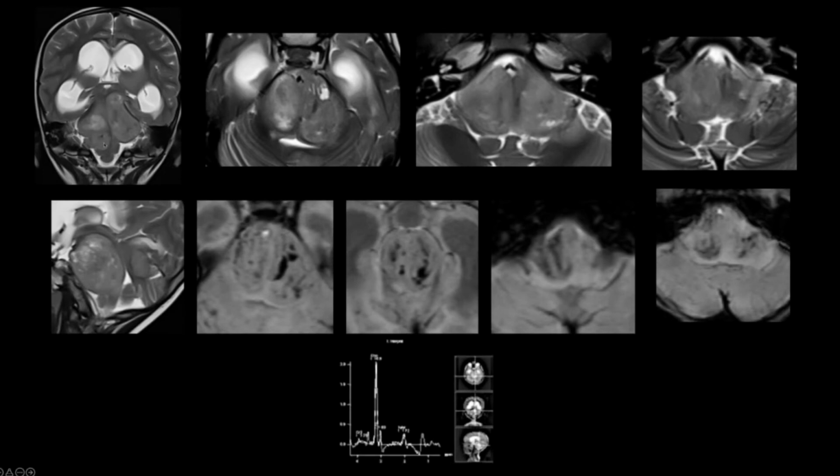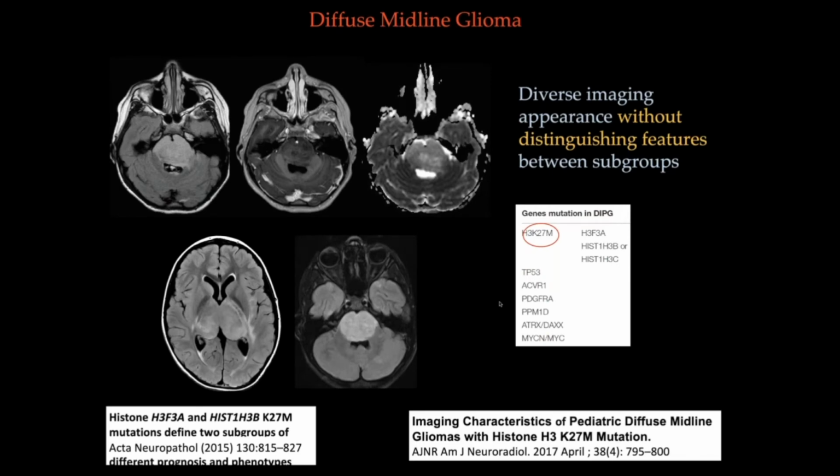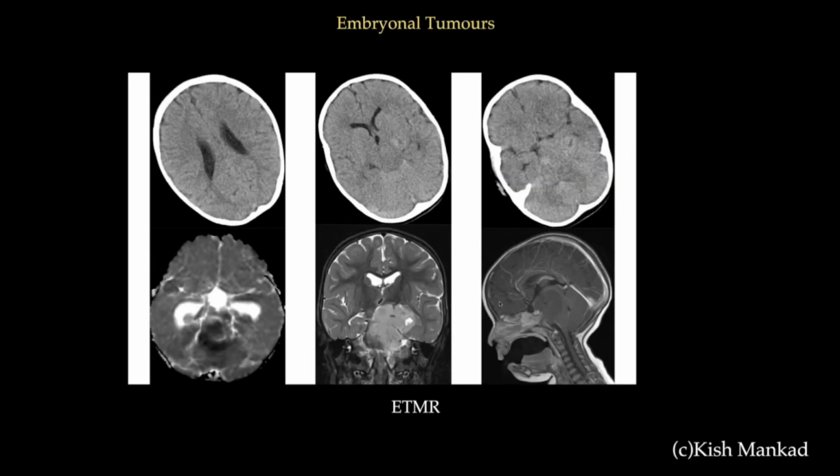You can appreciate these lesions in the brainstem extending into the thalamus, demonstrating cystic degeneration, blooming on SWI, suggestive of hemorrhage or calcification. And on spectroscopy, we had this large choline peak. Possibilities thought of was embryonal tumors. This is the case from Dr. Mankad. Again, restricted diffusion, the extension into the extrapontine, extrabrainstem, and the thalamic regions. Other possibilities considered are diffuse midline gliomas. So yeah, we're thinking of neoplastic rather than infective or demyelination, and embryonal tumors and diffuse midline gliomas as the possibilities.